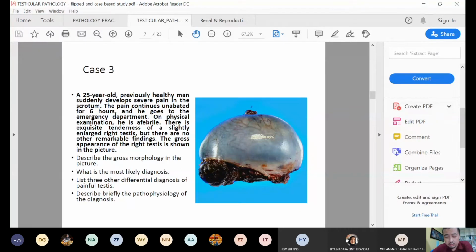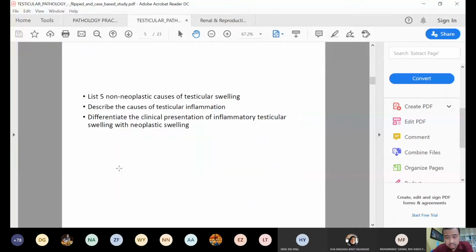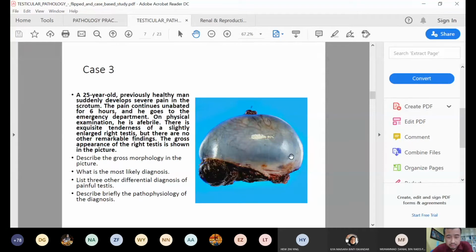You've seen a normal-looking testis is like that, and if you see it like this, very red and very engorged, you think of hemorrhagic infarction, twisting of the testis around its blood supply. Okay, so this is testicular torsion. This is an important urological emergency. If you see this, you have to send the patient straight away to the hospital, because it can be salvaged if intervention is done early.